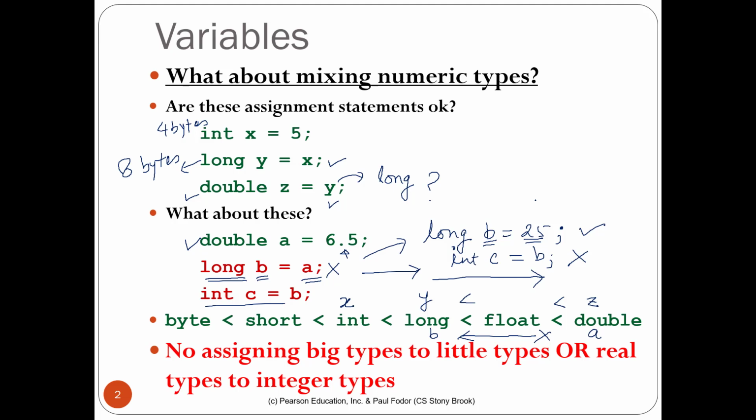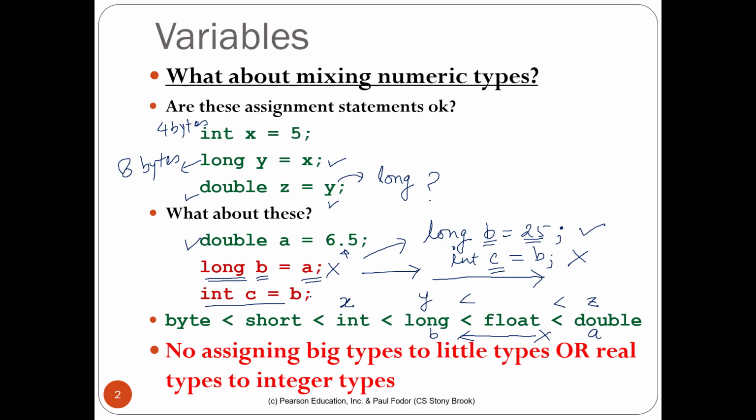Alright, and when you want that to be implicitly assigned to c, which is of integer type, that means it has only 4 bytes. So a value which was represented in 8 bytes, you want to represent that in 4 bytes. So that is a problem. Okay, so Java will not do that by default.